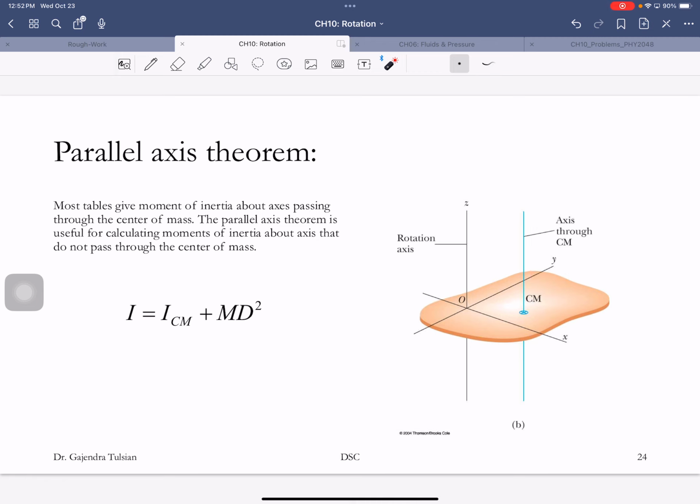Now this is given about the center of mass, but you can apply this to, if you know the moment of inertia about this axis, then you can calculate about that axis as well.